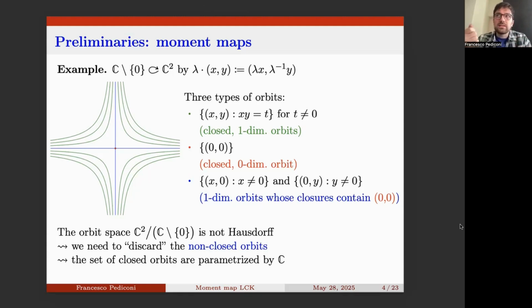So the point here is that if you want to obtain a good quotient, a quotient with good properties, what you can do, morally, is discard the non-closed orbits, which are the two axes, okay? And then you just consider the set of closed or stable orbits, and you can immediately see that they are parameterized by C. So in a sense, the good quotient of this group action should be considered as C. So how can we relate this picture with the moment map?